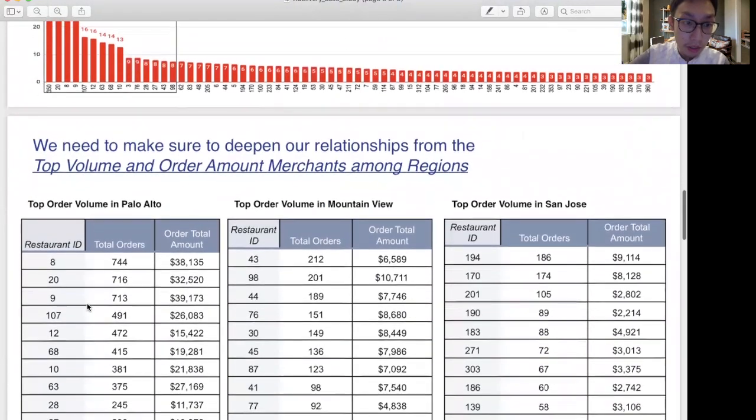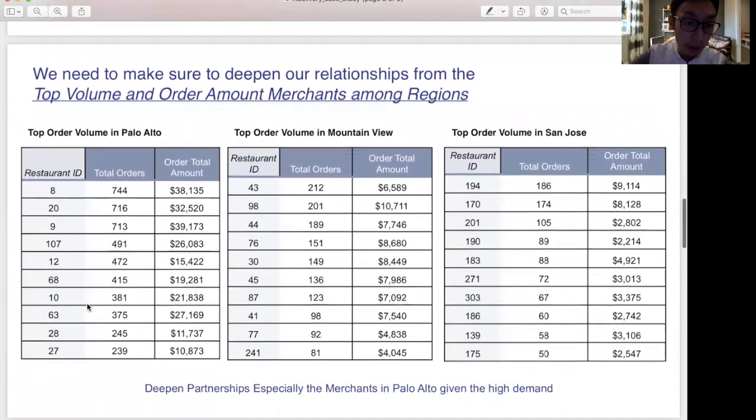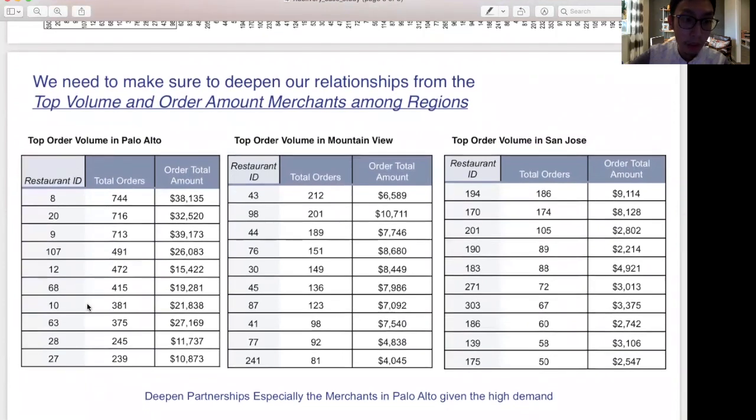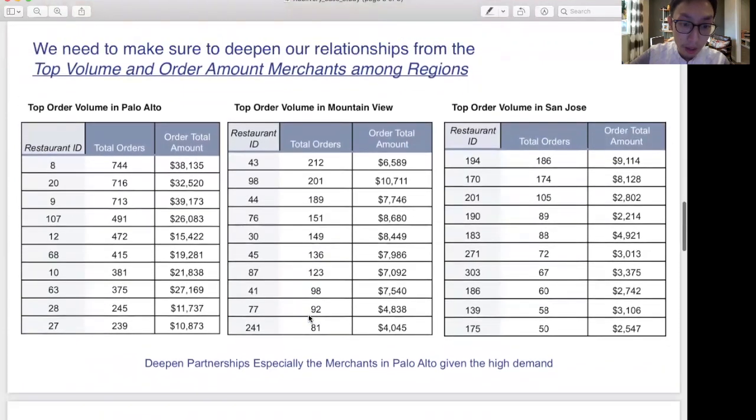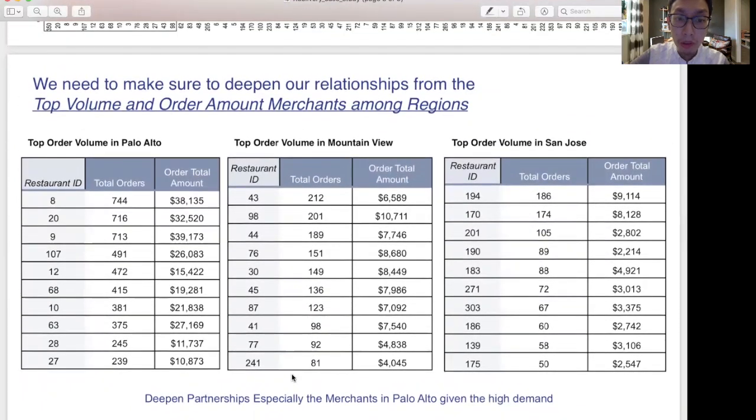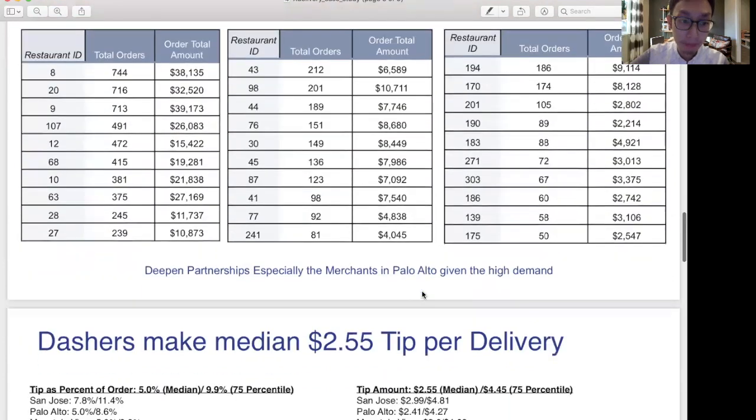So as we continue here, it's pretty much similar to the previous slide, but to really show restaurants, how much total order volume, what total order amount looks like. How did that decipher between Palo Alto, Mountain View, and San Jose? So back to the earlier point, it's very important to highlight these insights so we know which restaurants are the ones that are most popular in which cities.